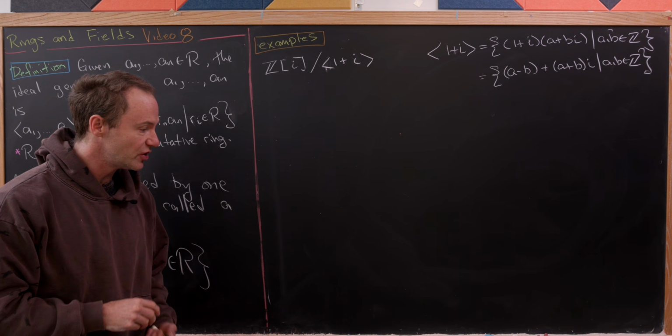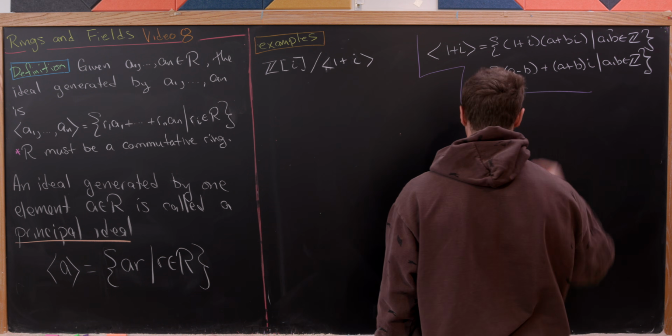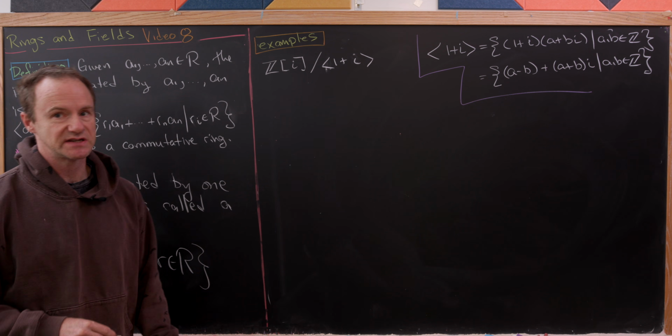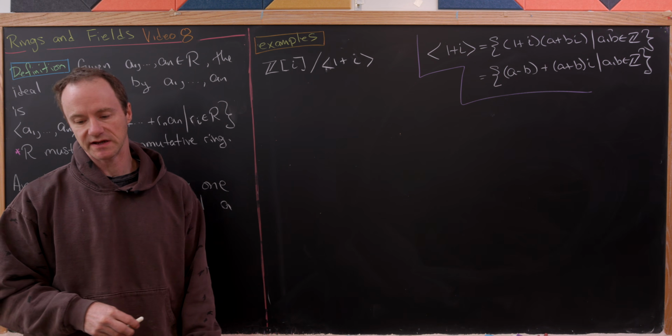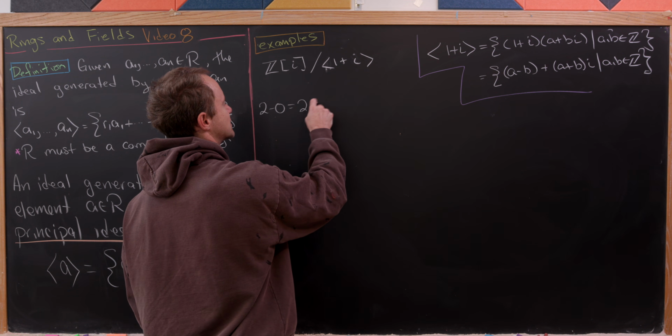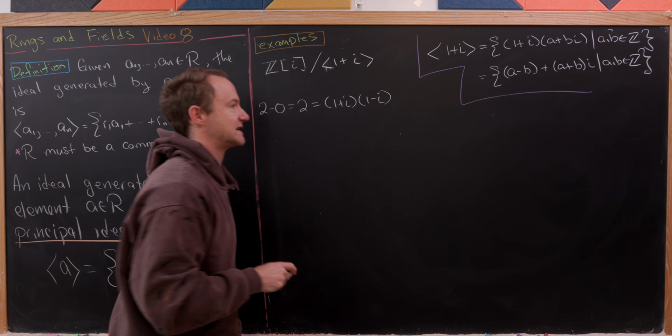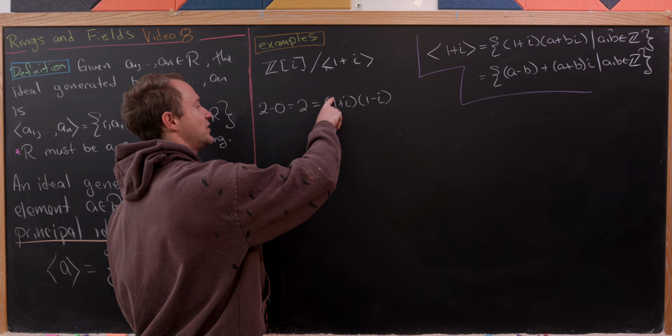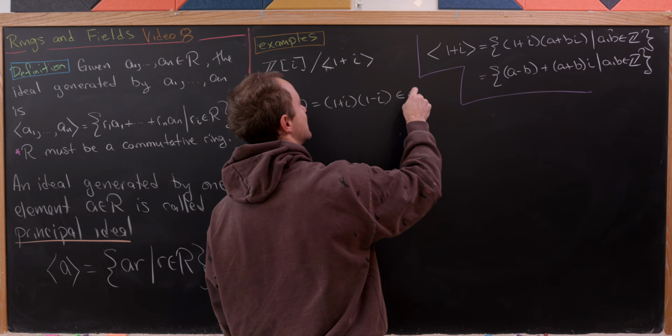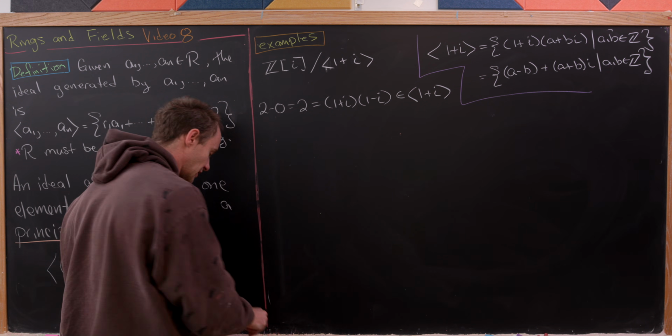But I think we could use this to get an idea of what the quotient ring looks like, but I think it's maybe a little bit harder than it needs to be. I think we can use some clever calculation to get a better idea of what the quotient ring is. So let's observe that 2 minus 0 is simply equal to 2, but that's also equal to (1 plus i) times (1 minus i). But notice, since this is a multiple of 1 plus i, and 1 plus i is in our ideal, that means that this is in the ideal generated by 1 plus i. But now look at what we've got.